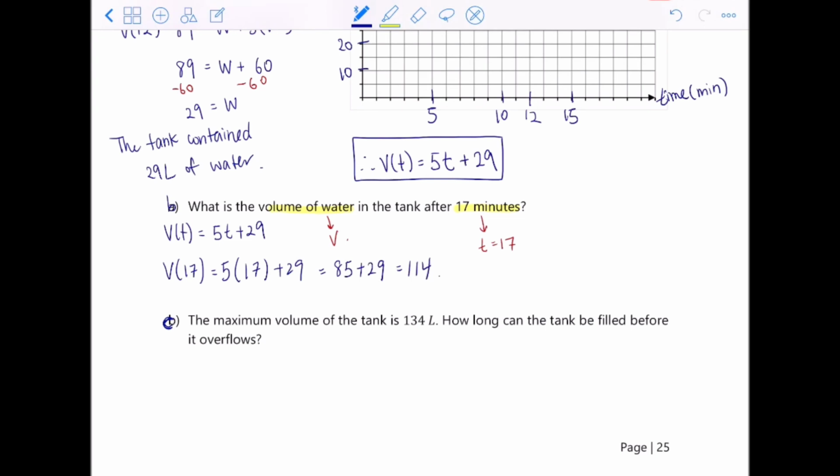So we have to answer this in word or sentence form. So the volume of water is 114 liters after 17 minutes.